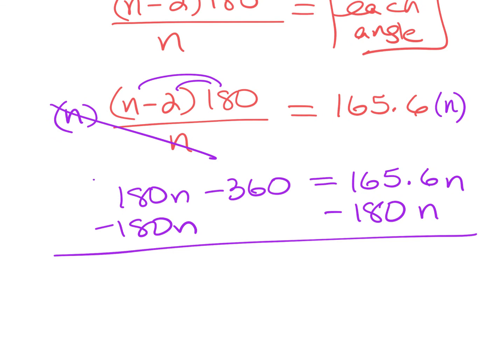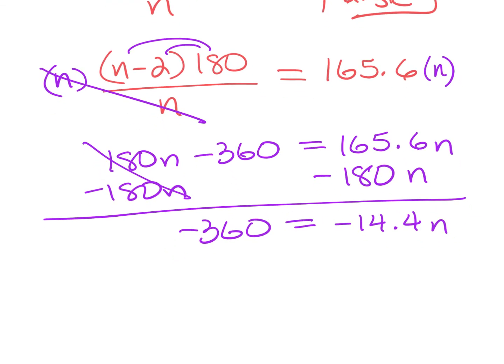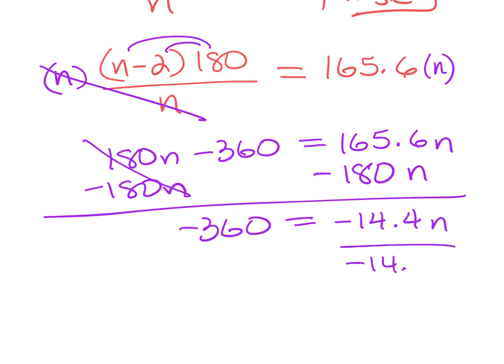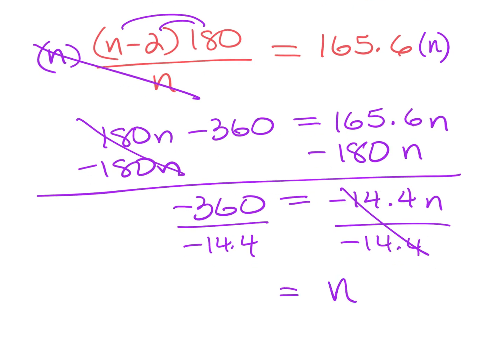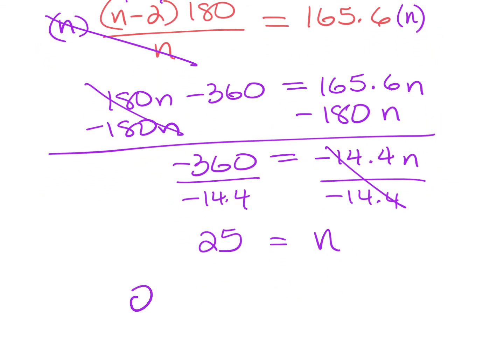Notice my signs are different here, so I need to subtract. 165.6 minus 180, or add negative 180, is negative 14.4n. I now need to divide both sides by negative 14.4. And now I'm left with n equals 25. So my polygon is a 25-gon, or you would just say 25 sides.